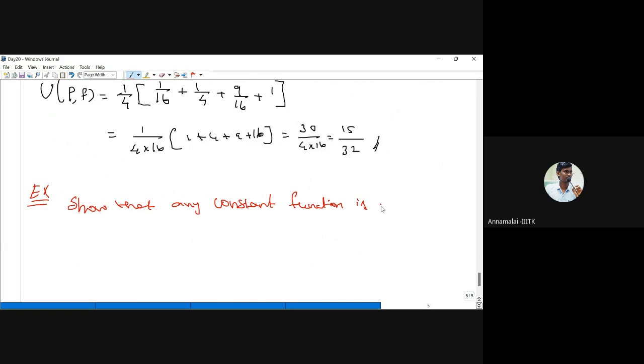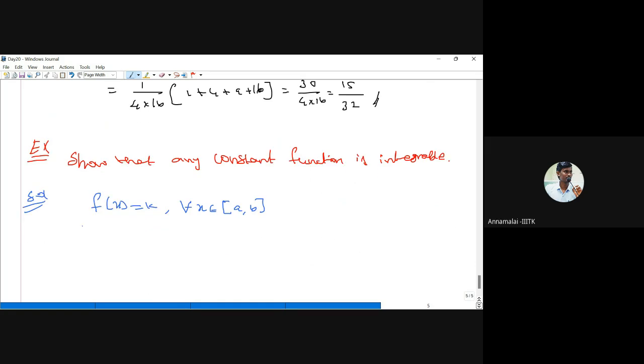Integrable means Riemann integrable. So how to prove this one? Constant function means everything maps to some fixed number. So, solution: suppose f is defined on some closed interval a comma b. So f of x equals some k for all x in the closed interval a comma b, because it is given that it is a constant function. Therefore everything maps to some constant, and we call that constant k. So we have to prove that this is an integrable function.